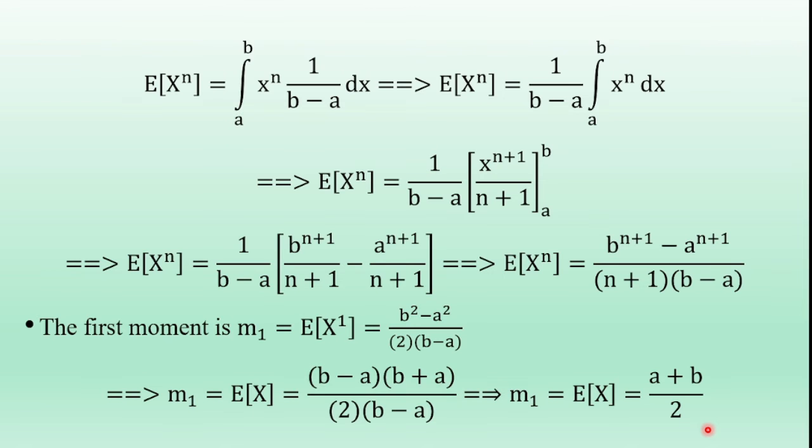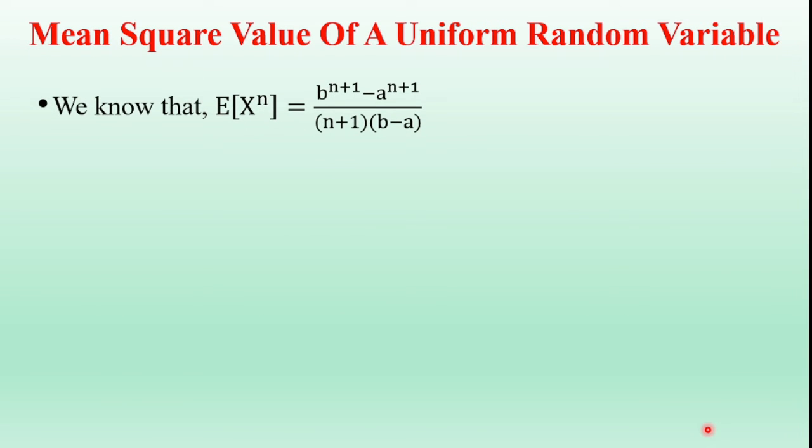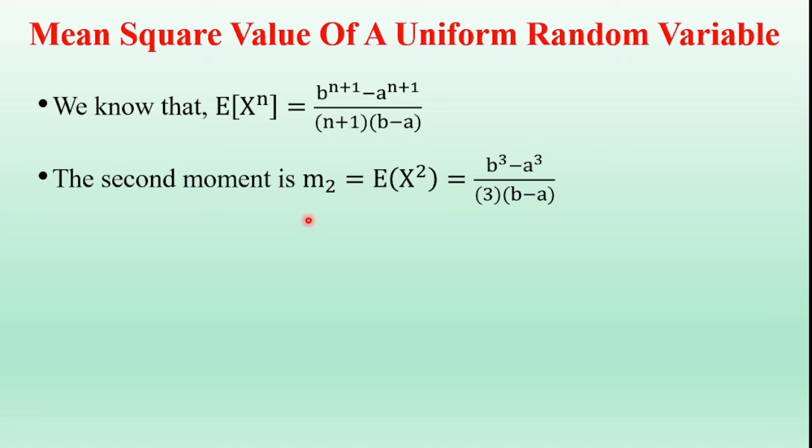Next is the mean square value of a uniform random variable. Since we have already derived the nth moment, expectation of x power n is equal to [b power (n plus 1) minus a power (n plus 1)] by [(n plus 1) into (b minus a)]. In this equation, substitute small n is equal to 2, we get the mean square value, that is the second moment of the random variable. Expectation of x square is equal to (b cube minus a cube) by 3 into (b minus a).